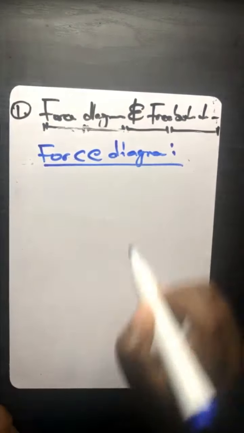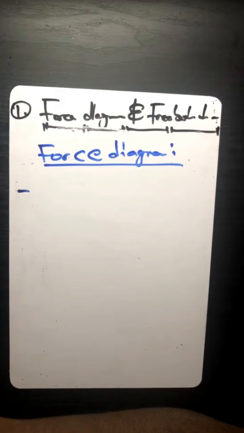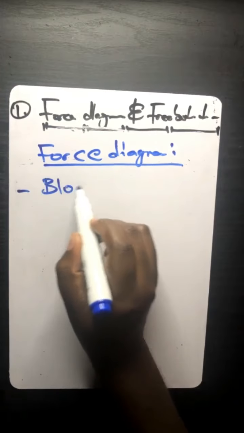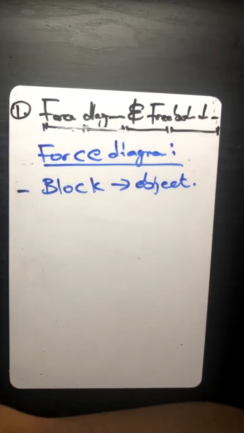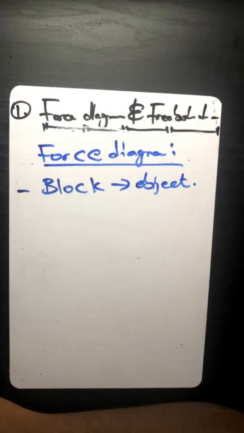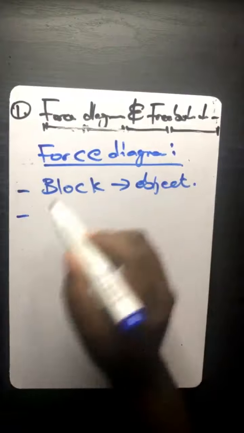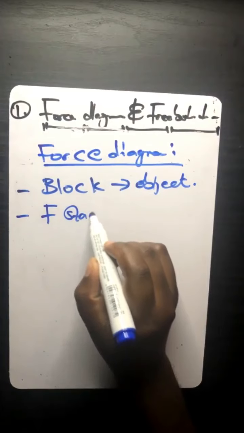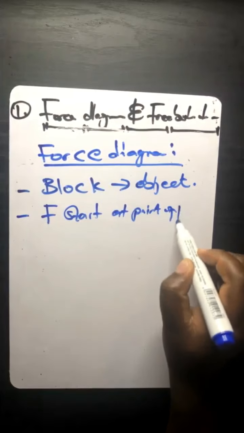Force diagram. Guys, the object is represented as a block and the forces as vectors. So firstly, you represent it as a block. And what does the block represent? An object. Very much important, ladies and gentlemen. The vectors start at the point of application. So the force starts at the point of application.